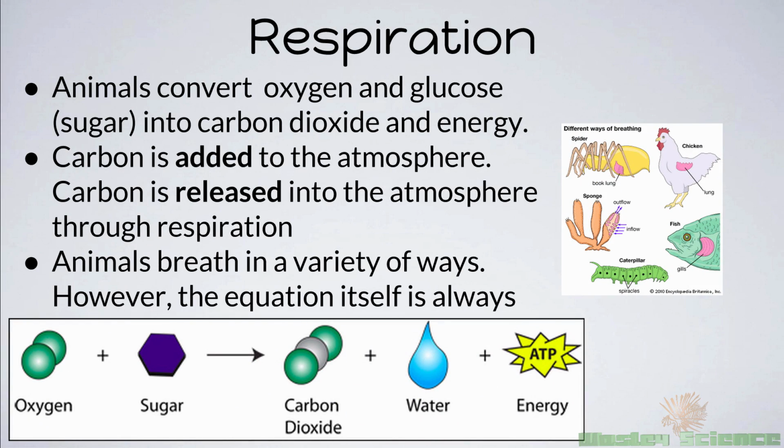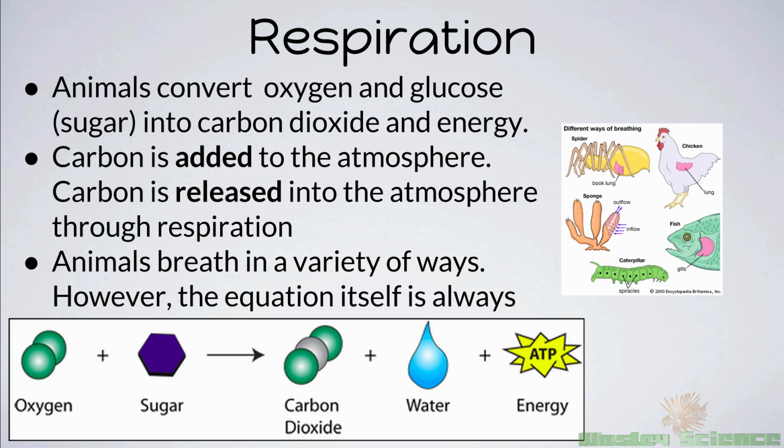Moving on to respiration. So this is when animals convert the oxygen that the plants make, and with the help of glucose, aka sugar, they turn it into carbon dioxide and energy. So we need food and we need oxygen in order to create carbon dioxide and respirate, breathe. In this situation, carbon gets added to the atmosphere. Carbon gets released into the atmosphere through respiration.